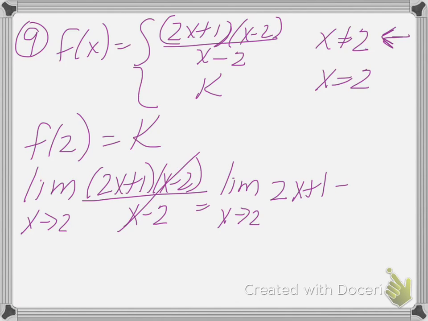Okay, now I can substitute, and I get 2 times 2 is 4 plus 1 is 5. In order for this function to be continuous, f of 2 has to be equal to the limit as x approaches 2. So this would only be true if k was equal to 5, and that was choice E.